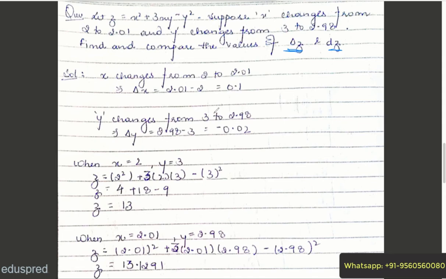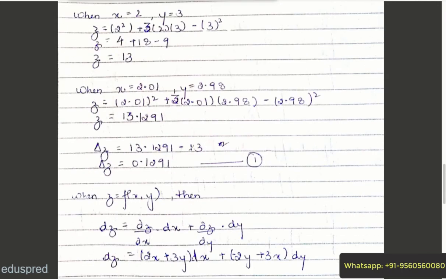Why I am mentioning this? Because that helps, since your change in y should be negative. So your change in y is 2.98 minus 3, which is negative 0.02. Note that when x is 2 and y is 3, your z will have the value of 2 squared plus 3 times 2 multiplied by 3 minus 3 squared. That is, z will have the value of 13. And when x is 2.01 and y is 2.98, then your z takes the value of 13.1291. So the change in z would be 13.1291 minus 13, that is 0.1291.